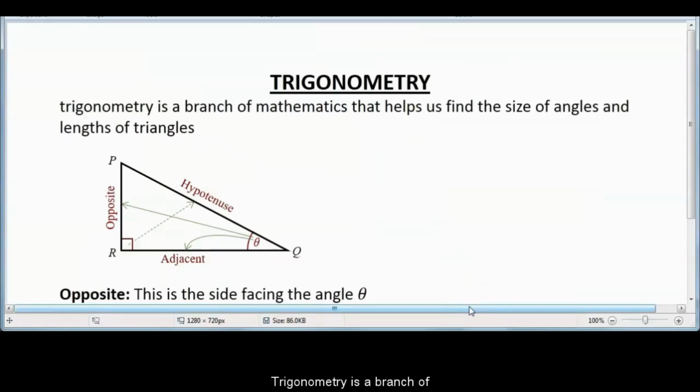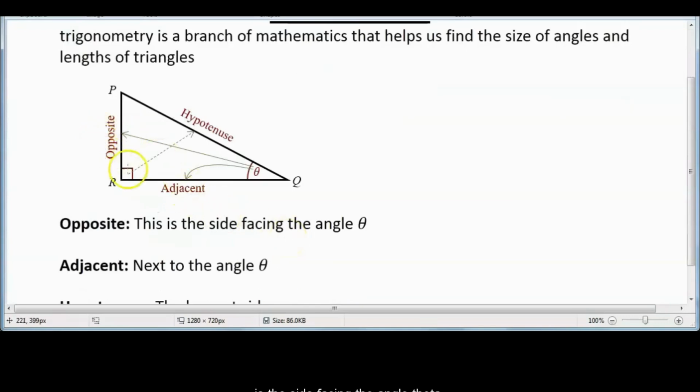Trigonometry is a branch of mathematics that helps us find the size of angles and length of the sides of triangles. A triangle of interest is the right angle triangle. If the angle of this triangle is labeled theta as shown, then the three sides of the triangle will derive their names in relation to theta. Opposite, for example, is the side facing the angle theta. This is theta and this is opposite.